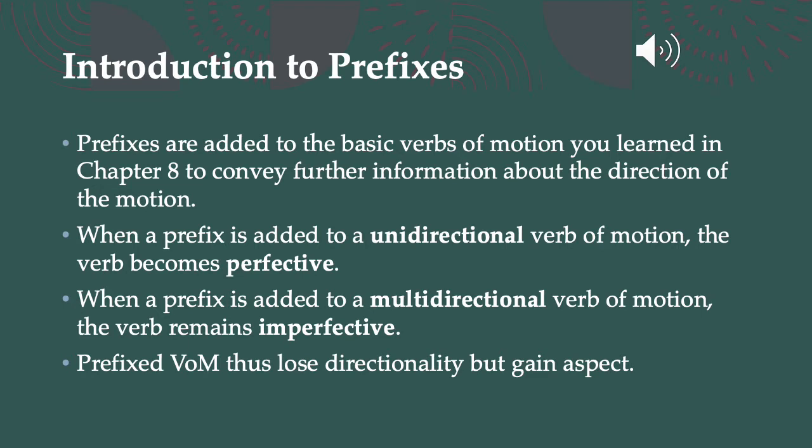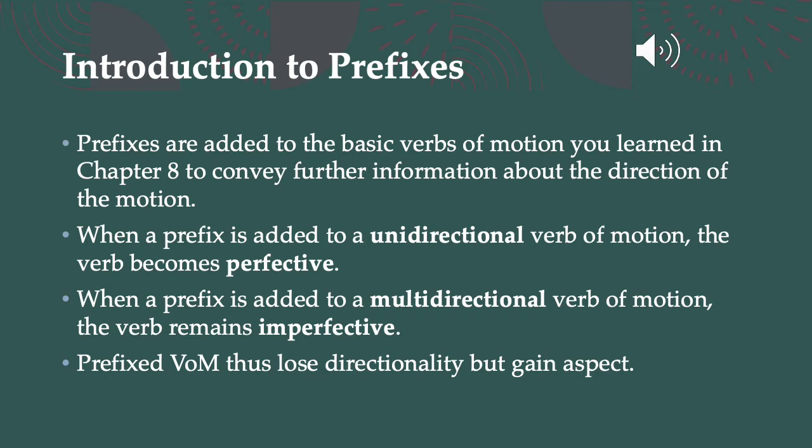When we add prefixes to these verbs of motion, aside from the prefix på, which we went over in the last lecture, they lose their directionality, so they lose the unidirectional versus multidirectional distinction, but they gain verbal aspect, they become aspectual pairs, and we get some more information about the type of motion like arriving, departing, entering, exiting, and so on and so forth.